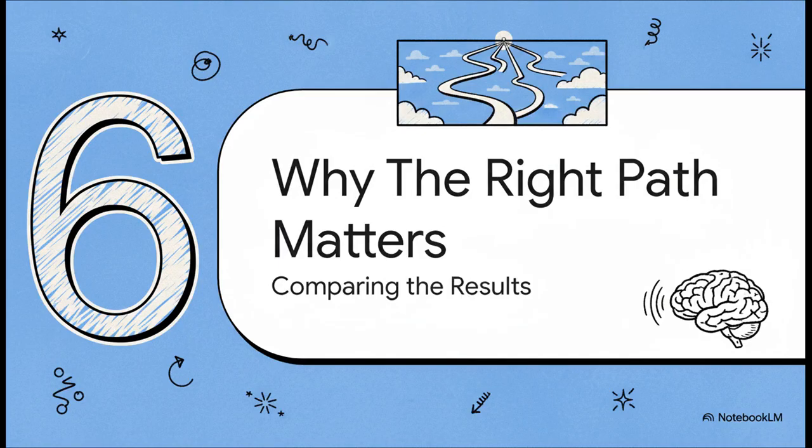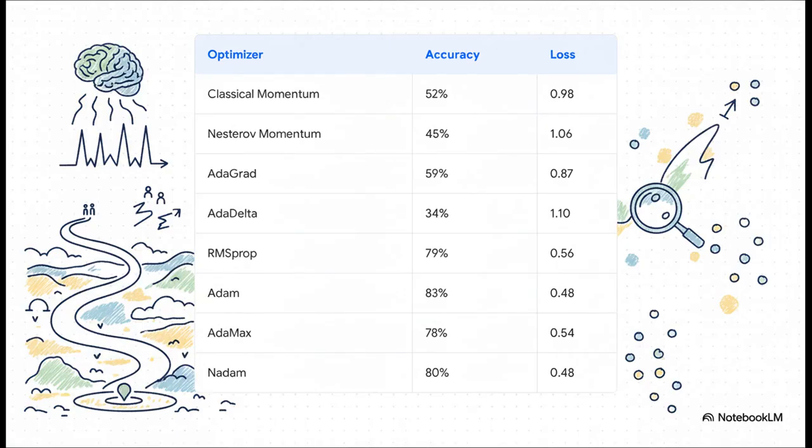So the big question is, does it really matter which path you take down that metaphorical mountain? Does the optimizer you choose actually make a difference? Oh yeah, it matters. A lot. The results are just, wow. They're dramatic. Look at this table. The Adadelta algorithm got it right only 34% of the time. That's basically just guessing. But on the other end, you have Adam, that smarter algorithm, hitting 83% accuracy, using the exact same data and the exact same network.